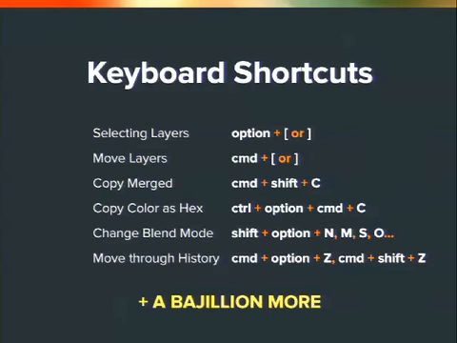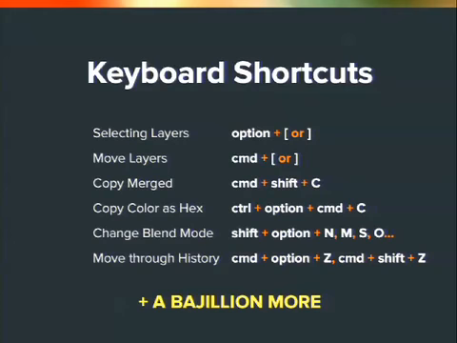Copy merged is kind of a unique one. If you have a marquee selection on part of your image and you press Command-Shift-C, it will copy all of the visible elements within that marquee. So that can be useful if you want to, say, send a quick section of a design to someone in an email or something like that.